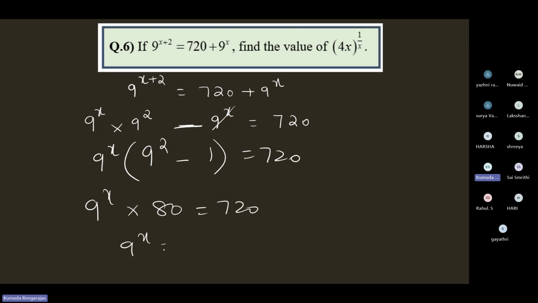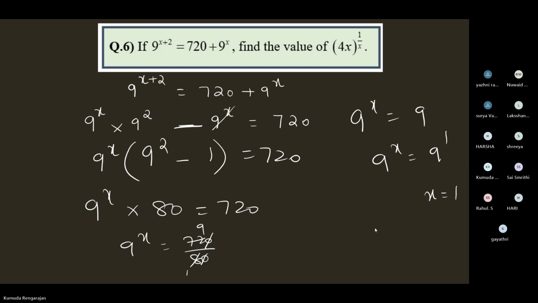So 9 to the power x is equal to 720 divided by 80. 0 and 0 get cancelled. 8 ones are 8, 8 nines are 72. 9 to the power x is equal to 9, so 9 to the power x is equal to 9 to the power 1. X is equal to 1. Now you need to find 4 into 1, the whole power 1 by 1. So what is it? 4.